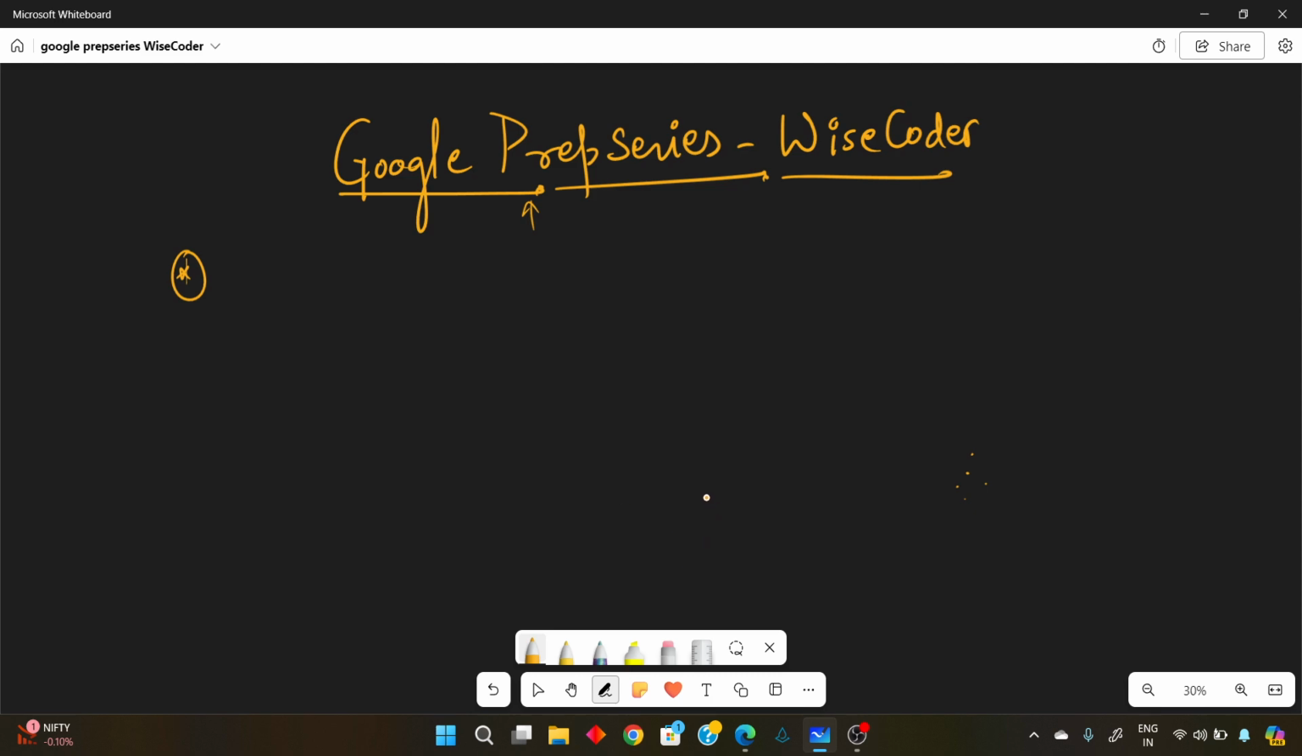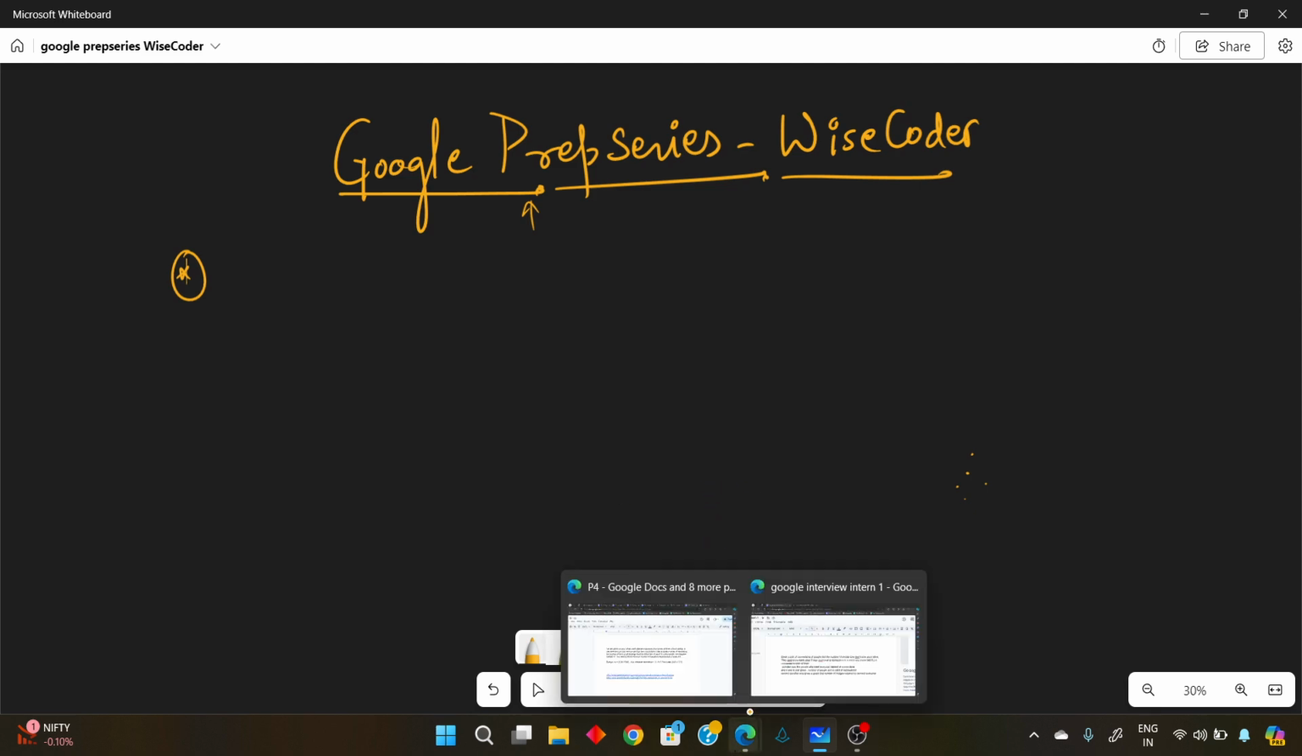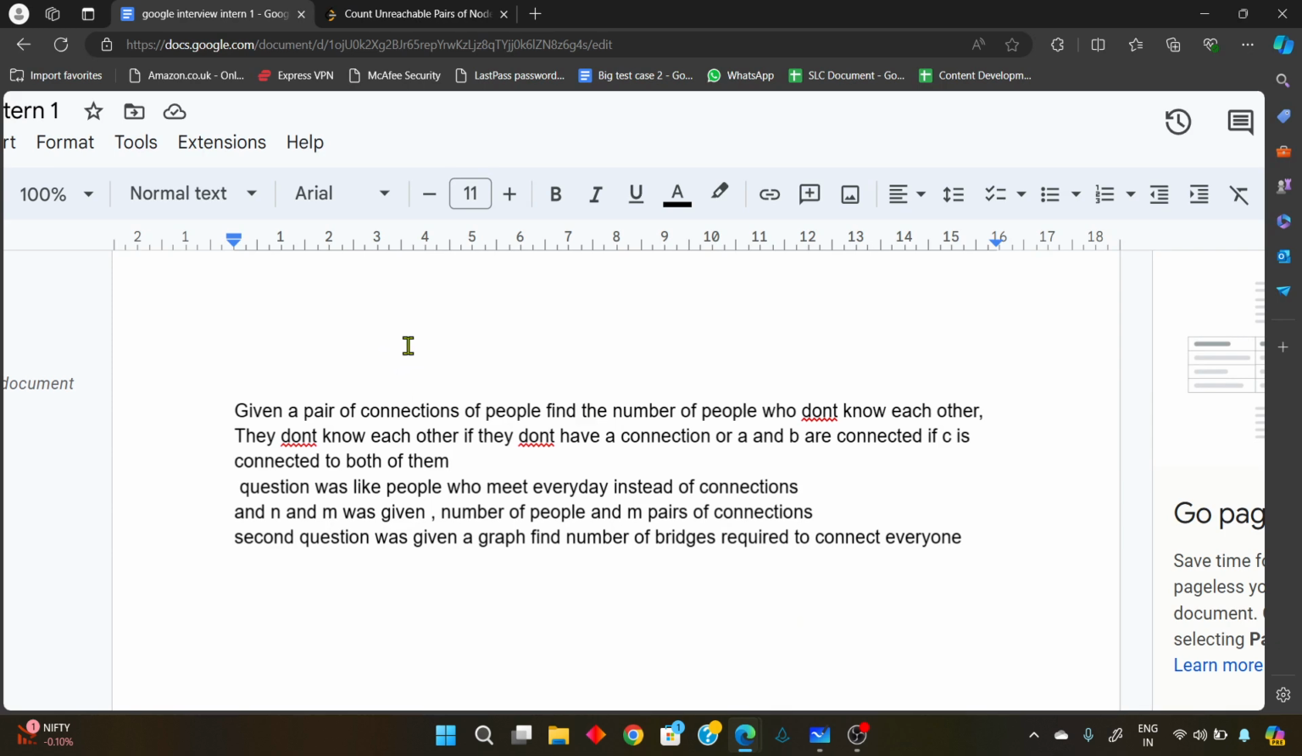Let us jump into the problem. This is one of the problems which was shared with us by one of our students, which was actually asked in recent interviews like 2 weeks ago. So it was like this. Given a pair of connections of people, find the number of people who don't know each other. They don't know each other if they don't have a connection, or A and B are connected if C is connected to both of them.